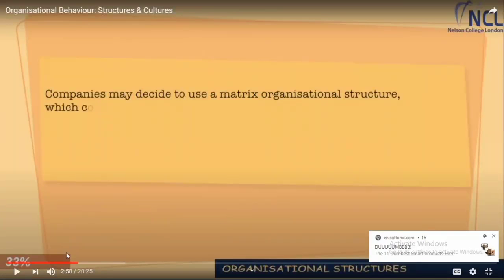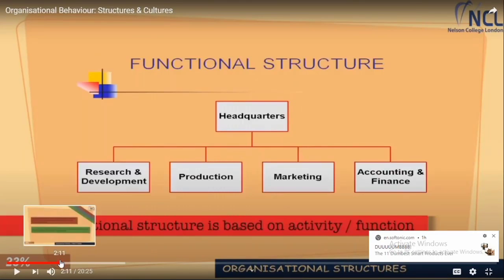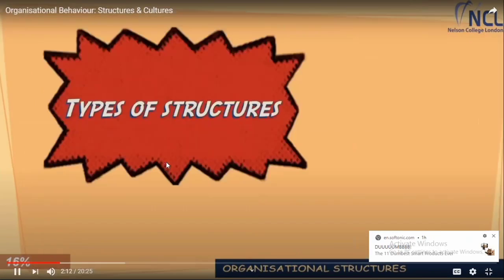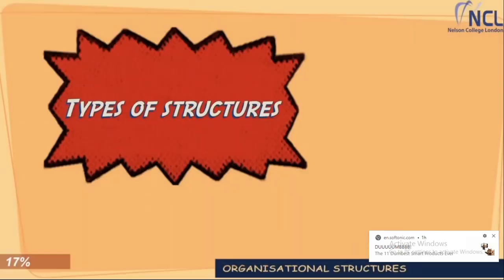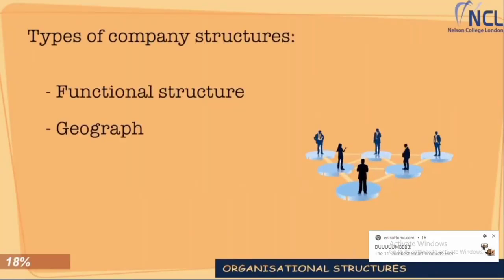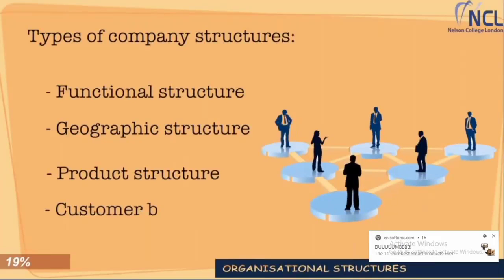Well, let me go a little back so you guys can get this, because your first assignment to me is going to be the classification and explaining it, so you need to understand it. So let me just go back. Let's look at the types of structures. Type of structure. Company structures can be functional, geographic, product, or customer base.